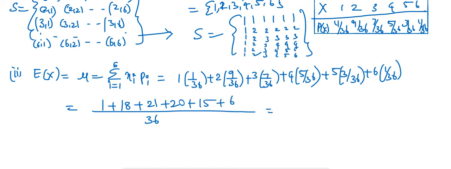Adding these up: 11 plus 18 is 29, plus 21 is 50, plus 20 is 70, plus 15 is 85, plus 6 is 91. So we are getting 91 by 36. Expectation of X is equal to 91 by 36.